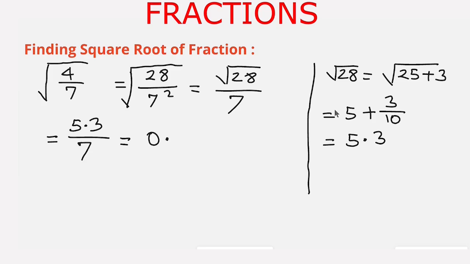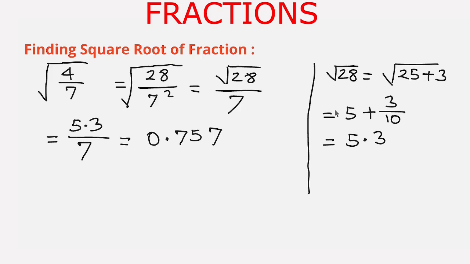0.7 divides 53 for 7 times. 7 times 7 is 49. 53 minus 49 is 4. We carry 0. It becomes 40. 7 times 5 is 35. 40 minus 35 is 5. We carry 0. So it becomes 50. And 7 times 7 is 49. So up to 3 places of decimal, the approximate value of under root of 4 upon 7 is 0.757. This is the approximate value, and this is going to be correct up to 2 places of decimal.